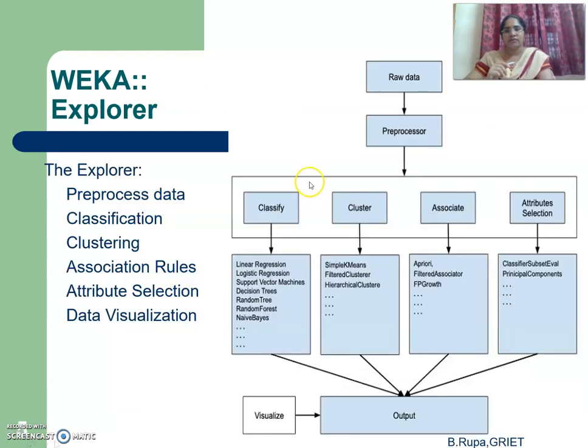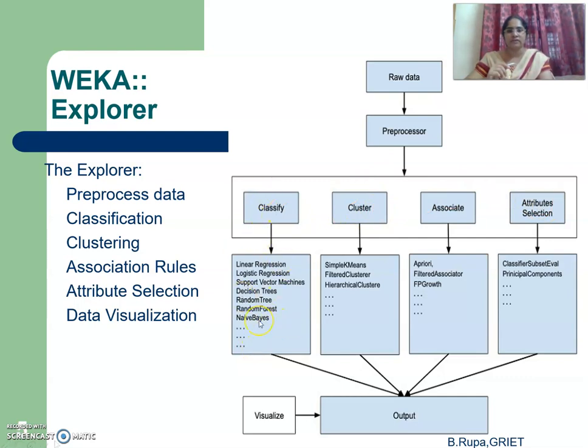Now we'll see what tabs and tools are available within Weka Explorer. Within this Weka Explorer, it has the tabs: pre-process data, classification, clustering, association rules, attribute selection, and data visualization. Whatever tasks we are doing in Weka, we can use this Explorer application. First we can see the raw data. We can load the raw data, that is in the form of an ARFF file. Then pre-process the data, and you can use some techniques to pre-process it. After pre-processing, you can go for classification, clustering, association, or attribute selection. Each of these contains its own algorithms.